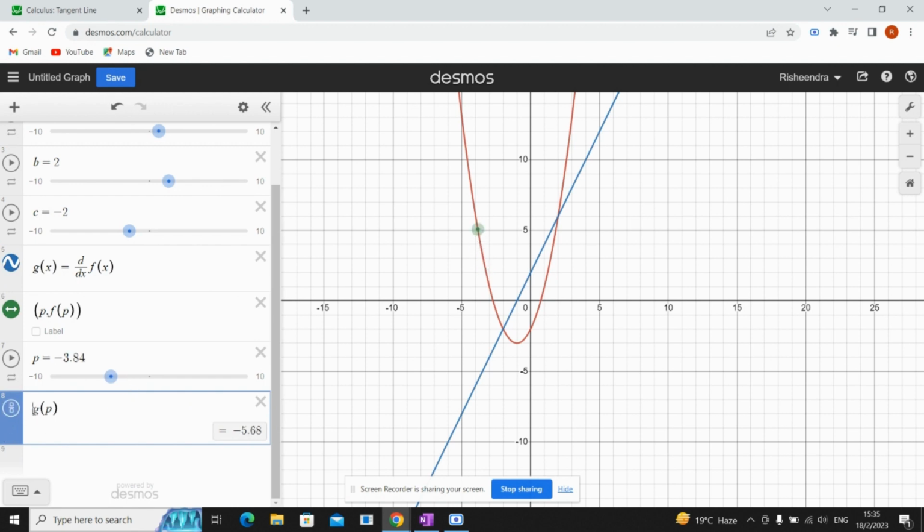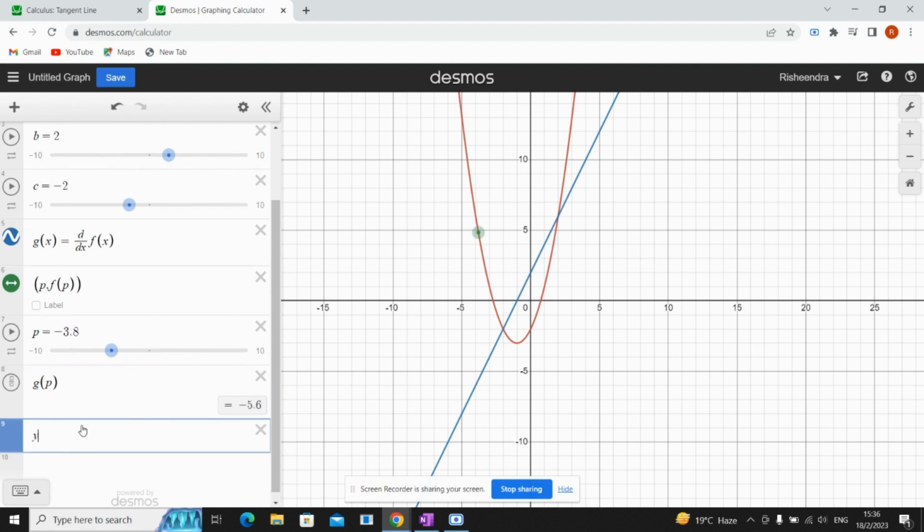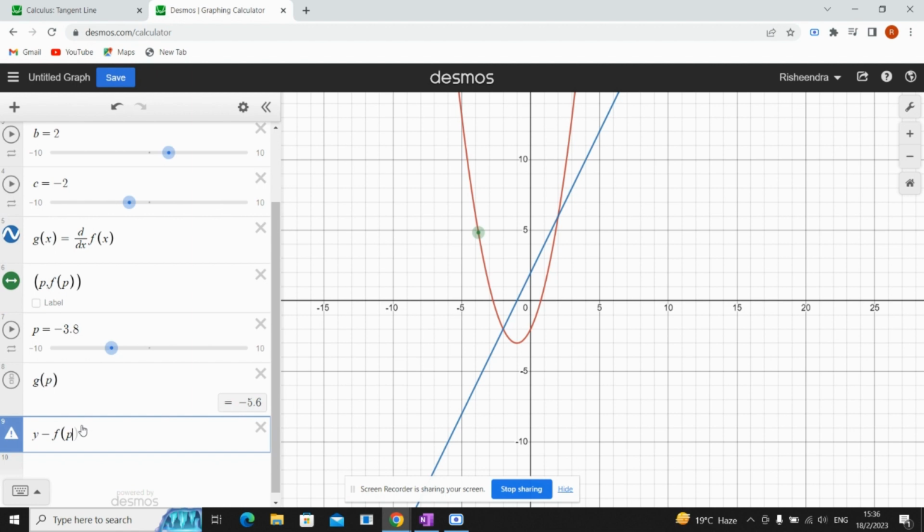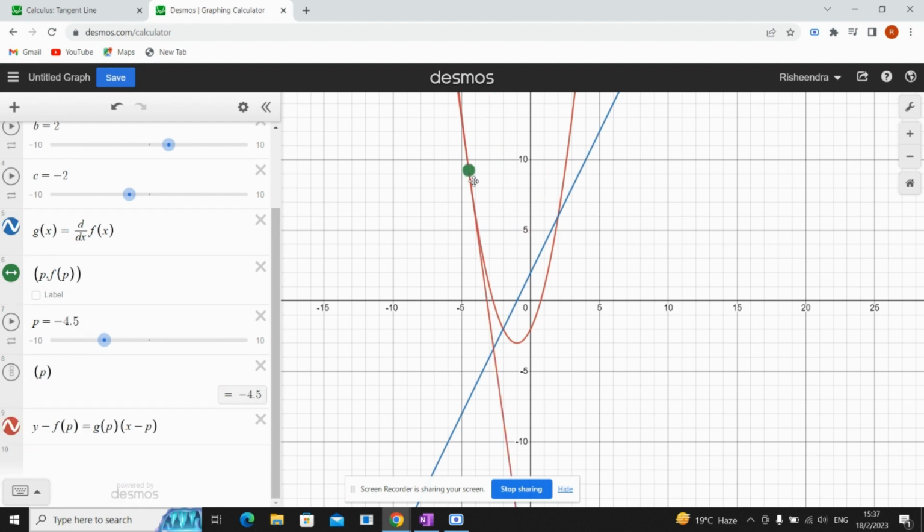What do we do for tangents? We want a line which passes through the point p comma f of p and has a slope of g of p. Simple, right? See, let's write the equation y minus y1. What is the value of y1? f of p. And m is the slope of the line, g of p, into x minus x1.